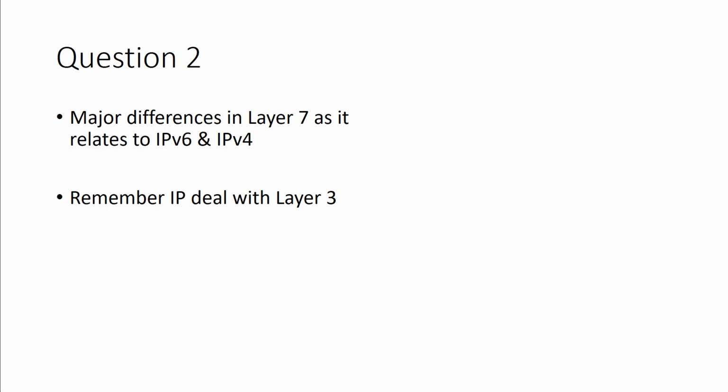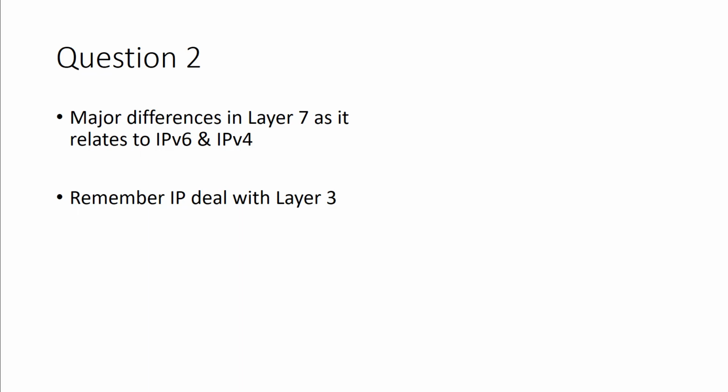Understand the major differences in layer 7 as it relates to IPv6 and IPv4. Remember that IP normally will be dealing with layer 3. IPv6 is 128-bit, IPv4 is 32 bits. So again, understand the differences.